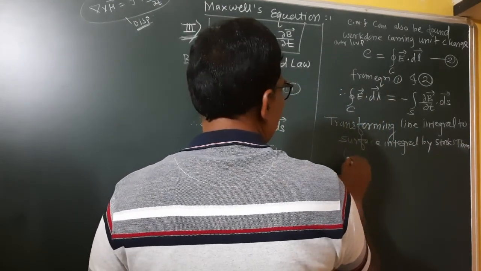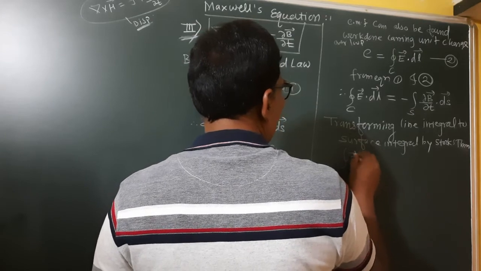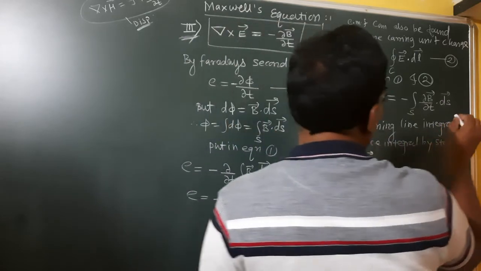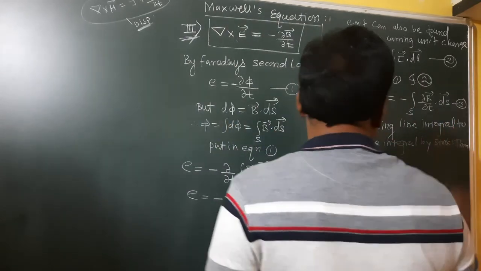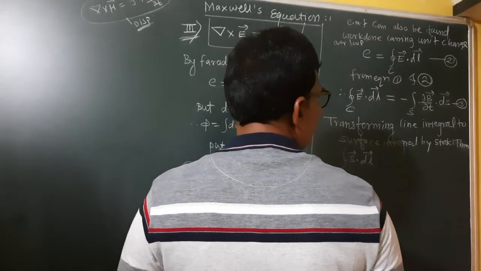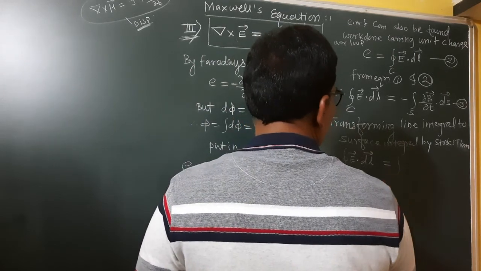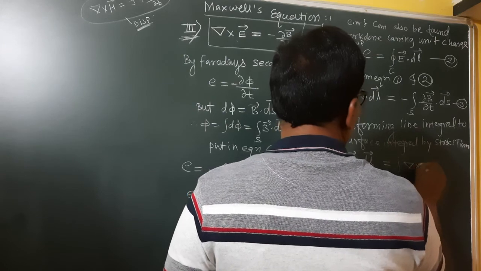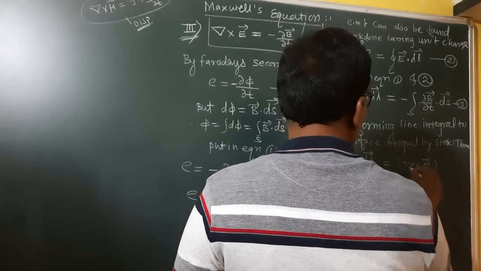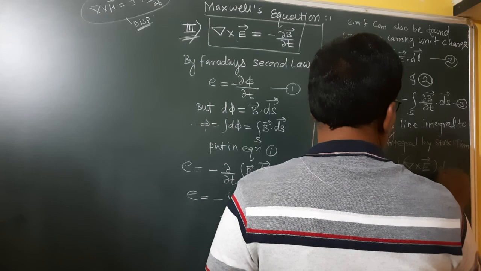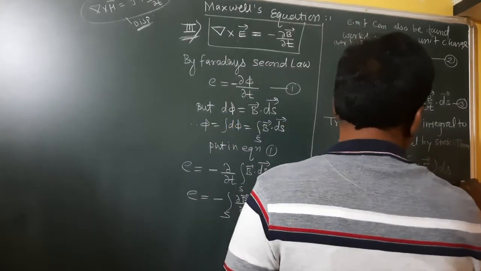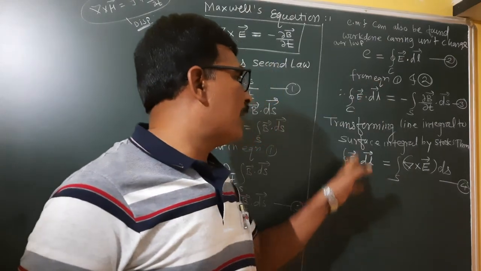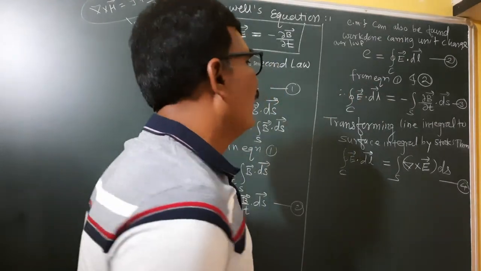The line integration of E⃗·dl⃗ is equal to, this is equation number 3. Transform this line integral into the surface integral, that is equal to the surface integration over the surface S of curl of E⃗ into ds. This is equation number 4. From equations 3 and 4, we see that the left-hand sides are similar, so equating 3 and 4.